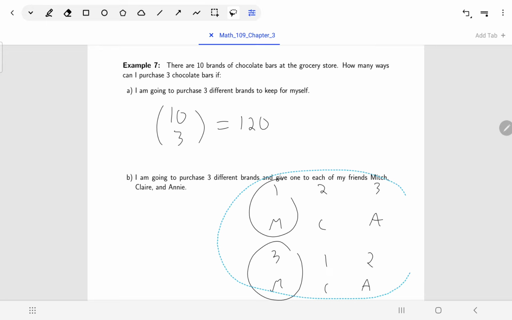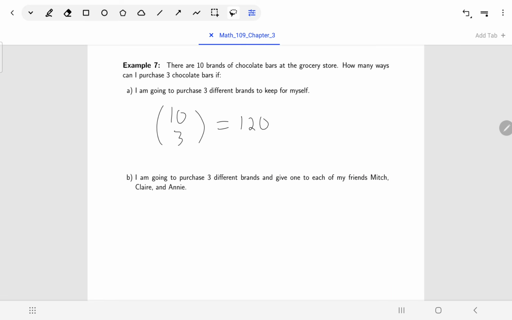So this is not something where I'm just making a selection of chocolate bars. I'm also arranging them. I'm deciding in what order to give them out to my friends. So this isn't just selecting three chocolate bars, it's selecting and also arranging. So this would be P(10,3). I'll select three brands and then I'll arrange them in some sort of order and then give the first one to Mitch, give the next one to Claire, and then give the last one to Annie. And whatever order I put my chocolate bars in, that'll control which one Mitch gets and which one Claire gets and which one Annie gets. So it looks like there's 720 possible options.